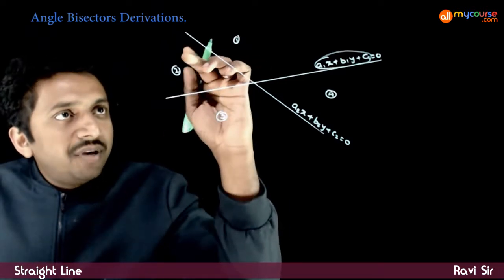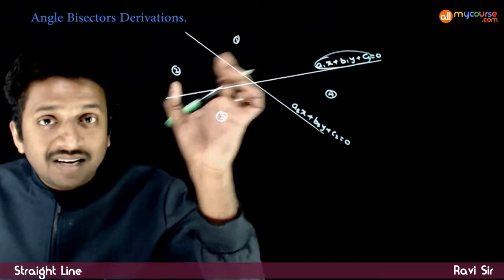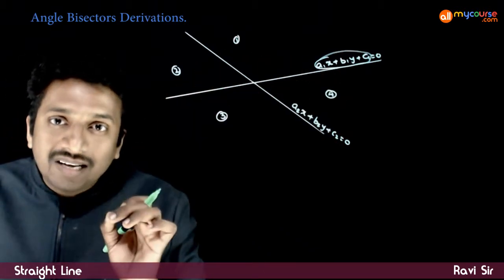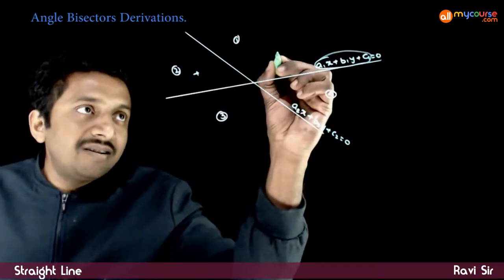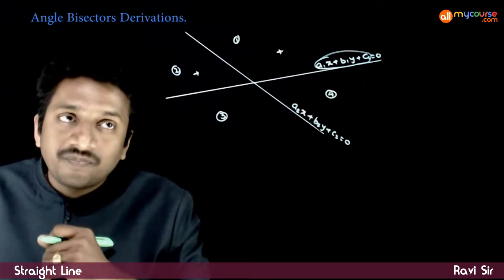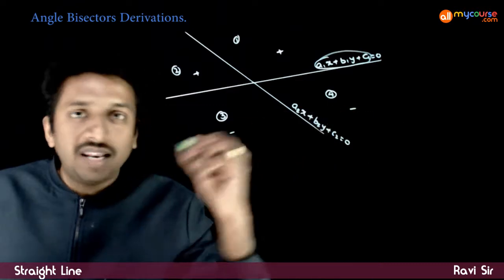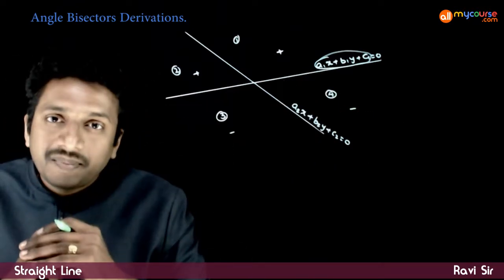Let us say that this is the side which satisfies the expression greater than 0. That means if you take any point in the first and second regions and substitute the point in the first line, you get a number which is positive. So the first and second regions are positive regions with respect to the first line. If these two are positive regions, obviously these two have to be negative regions with respect to line 1.